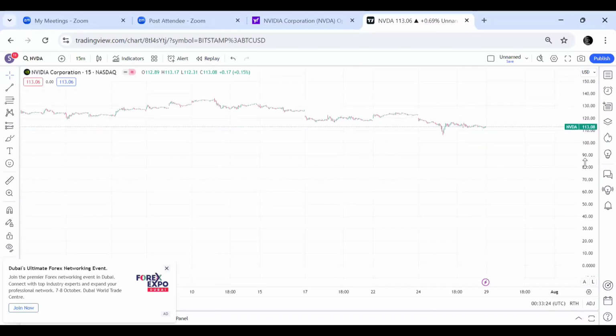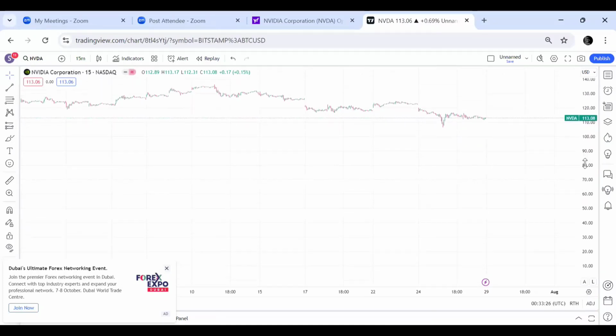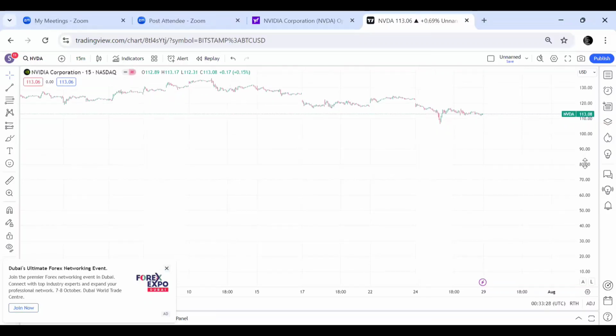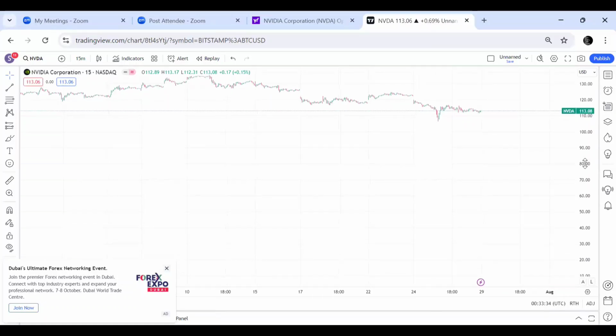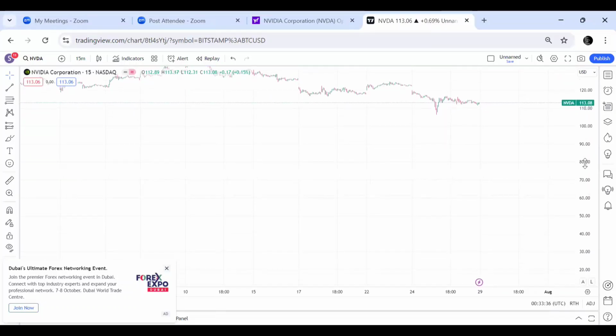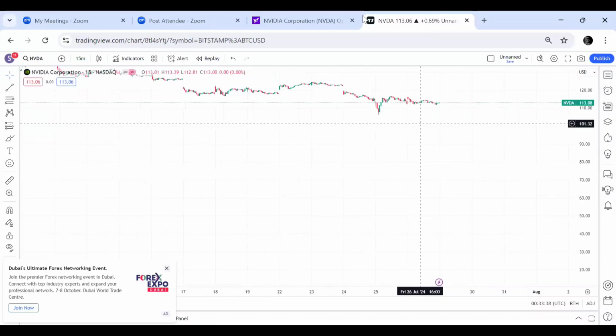And the chart is nothing but the graphical representation of the data which you saw till now, and you can see here.